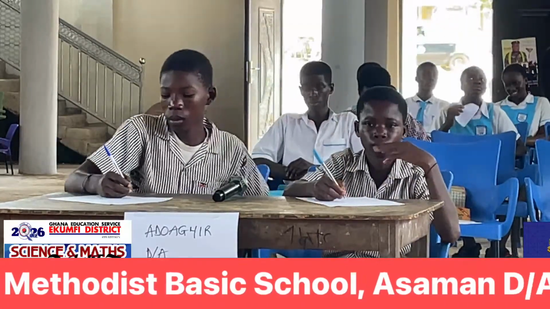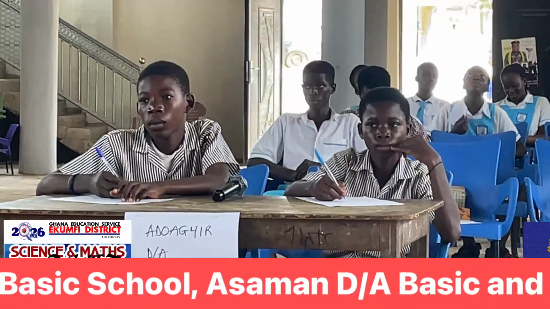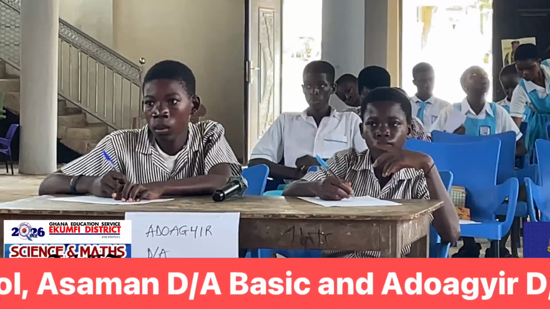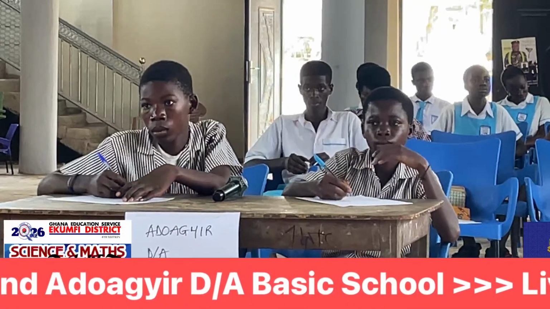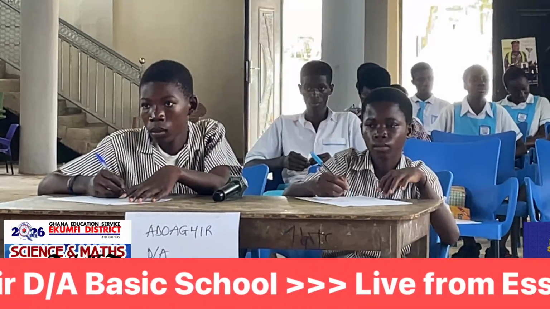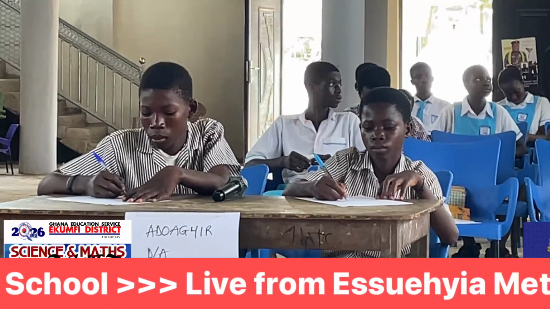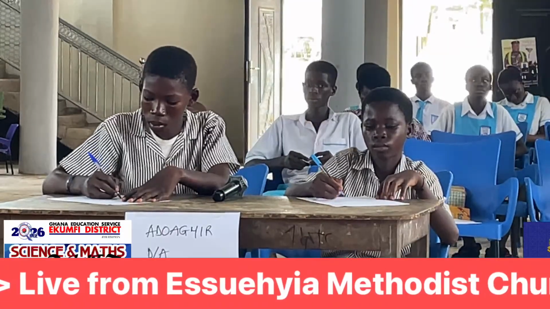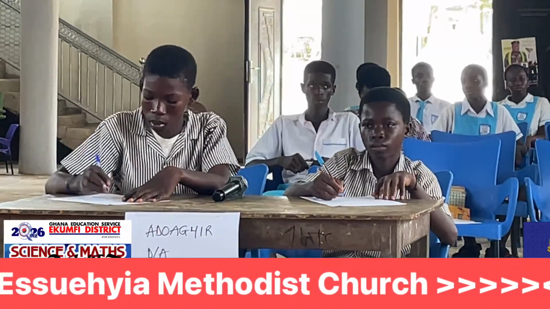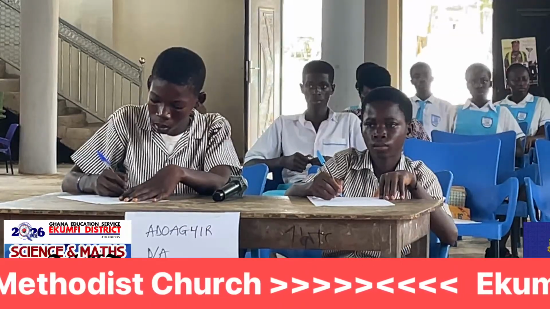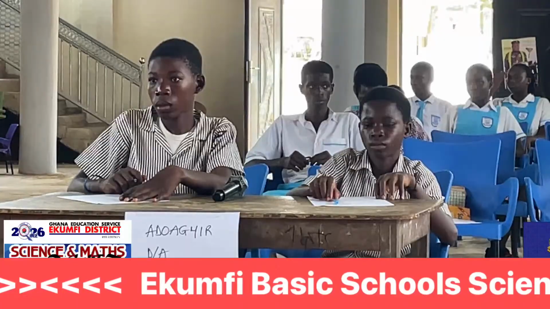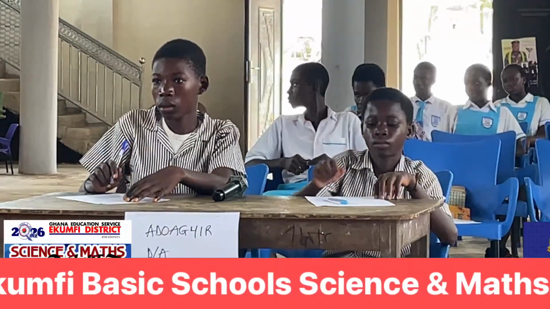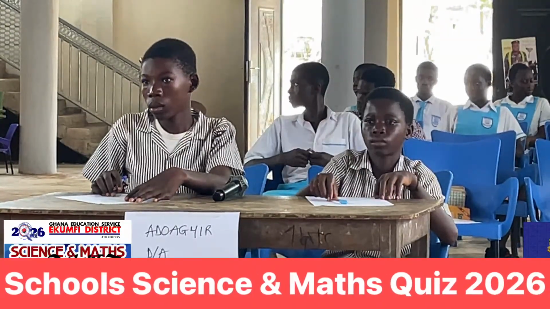Asama, your major question. The fraction 3/4 is equivalent to the decimal 0.75. True or false? That is incorrect. 3/5 is the same as 0.7. Admitting.